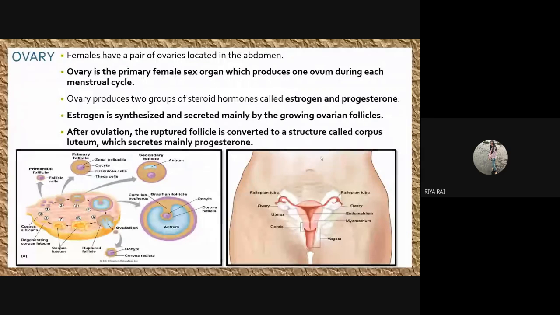Ovaries. Females have a pair of ovaries which are situated in the abdomen. Here we can see in the image that the ovaries are situated, which are connected through the fallopian tube. These ovaries are the primary female sex organ which produces an ovum during each menstrual cycle. And the ovary produces two groups of steroidal hormones, that is the estrogen and the progesterone.